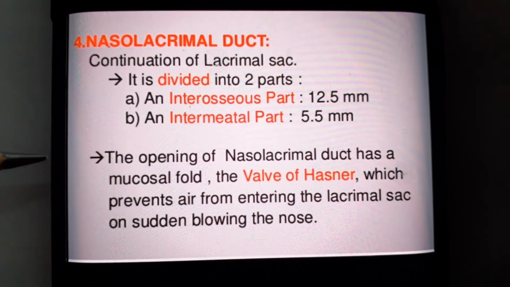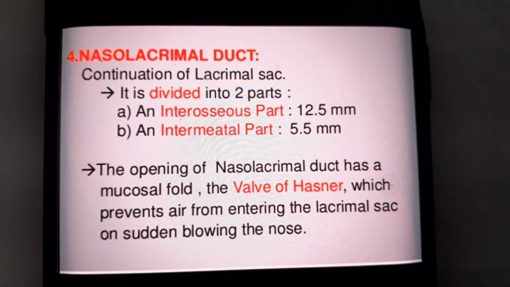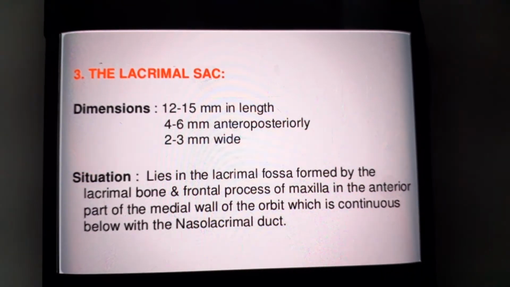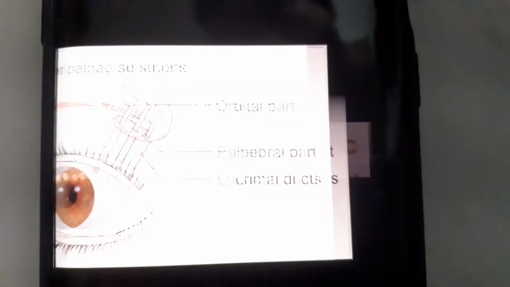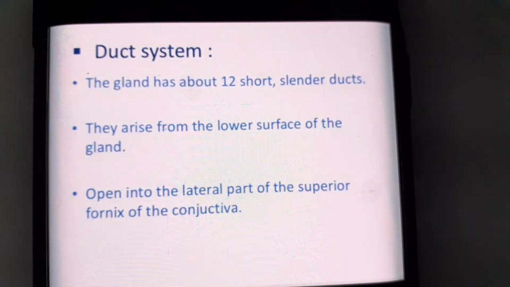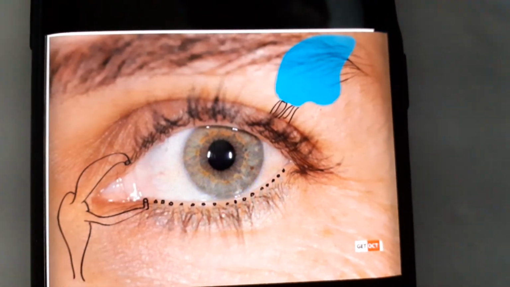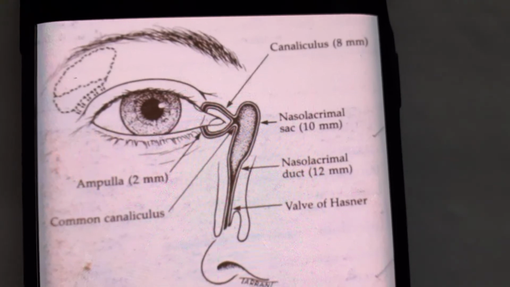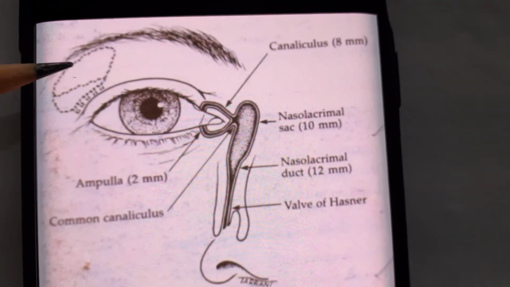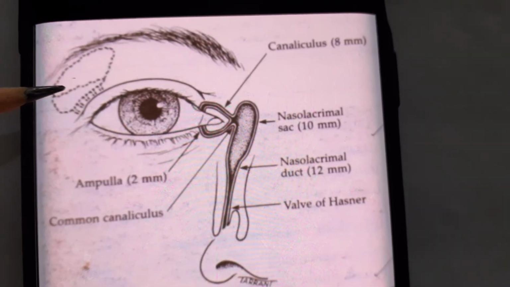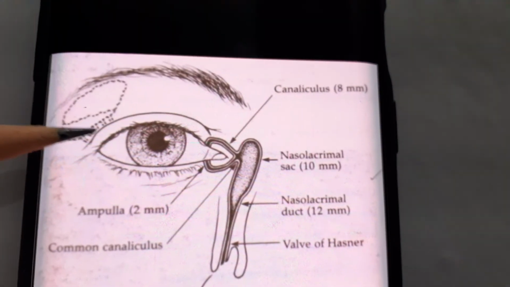So ultimately, going back to the previous slides, we have studied the components. The lacrimal gland, which is a serous gland, has a larger orbital part and a smaller superficial palpebral part, and it has about a dozen ducts.